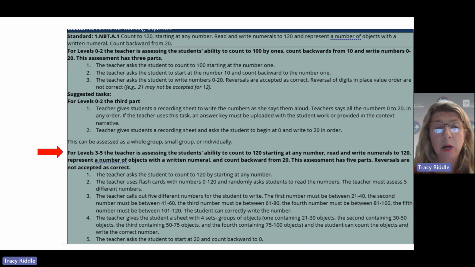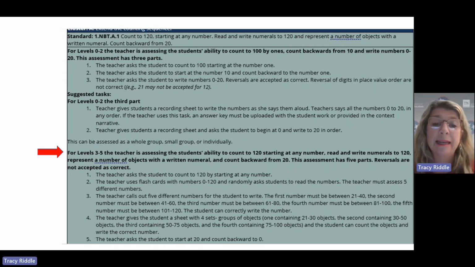For each of these 5 parts, we have written out how to assess the standard. Again, it is 5 parts to this assessment, and all 5 parts must be included in order to be scored. First, the teacher will ask the student to count to 120, starting at any number. So the teacher says a number, and the student starts at that number and goes to 120.